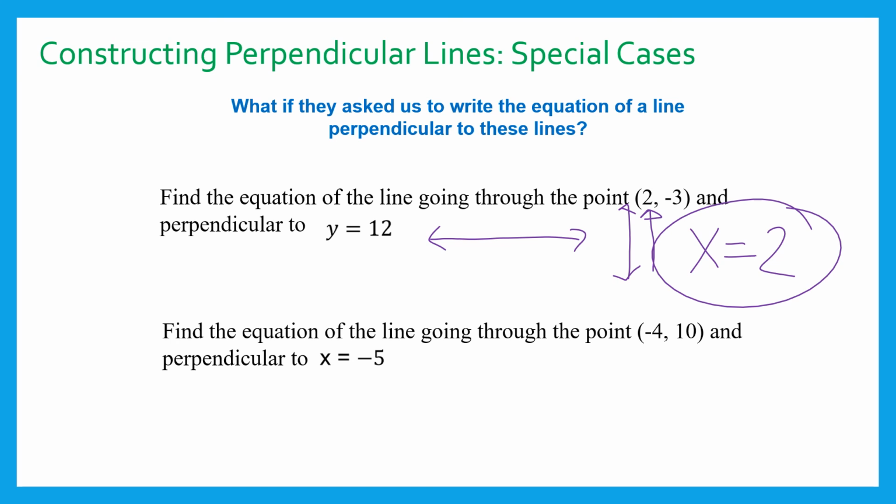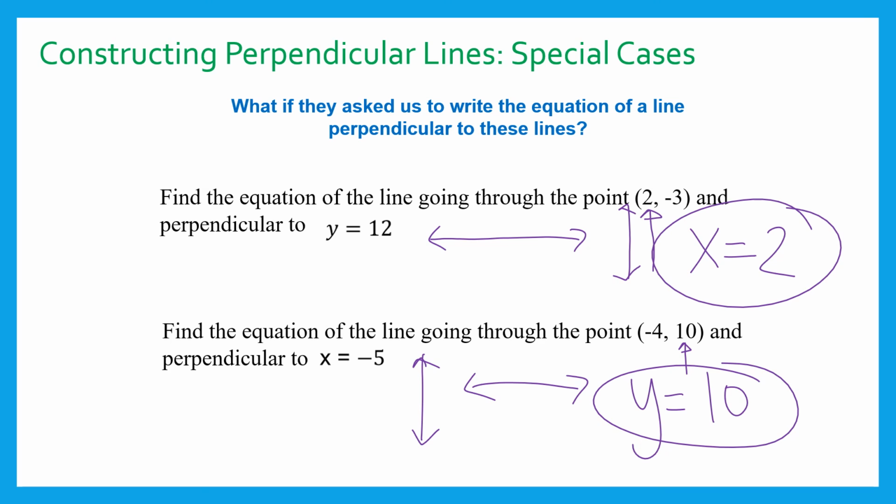Okay, the next one, find the equation of a line going through the point (-4, 10) and perpendicular to x = -5. Well, remember, x = -5 would be straight up and down. If it's perpendicular to that, it has to go left to right. So instead of x equals, it's going to be y equals, and now I look at my ordered pair and they say the y value is 10, so I'm going to say y = 10. So y = 10 is perpendicular to x = -5.